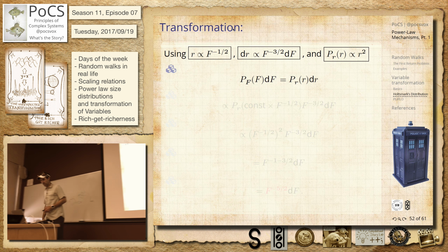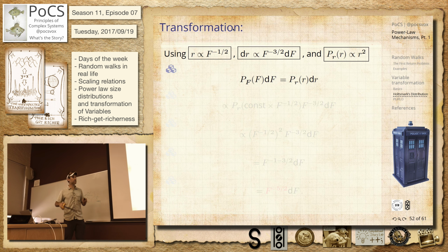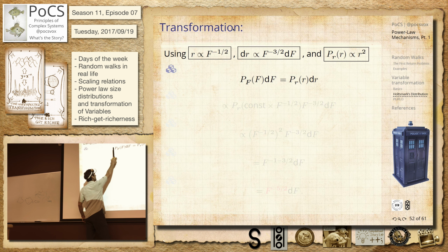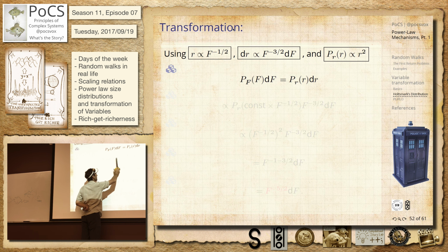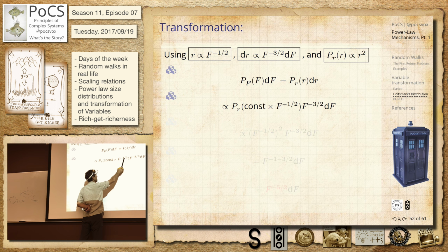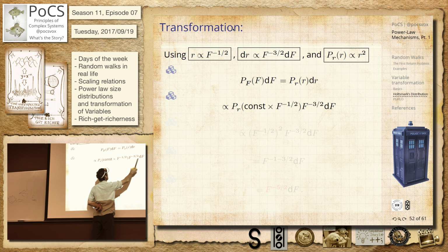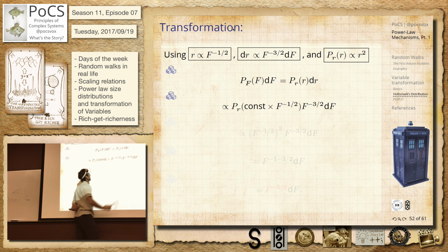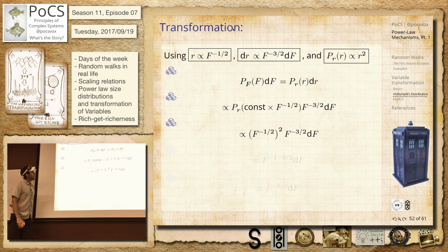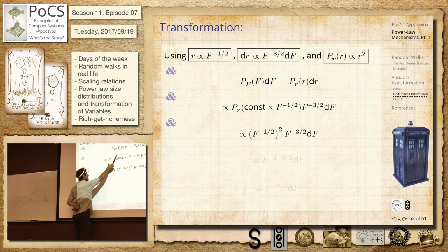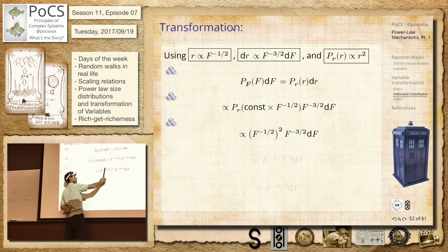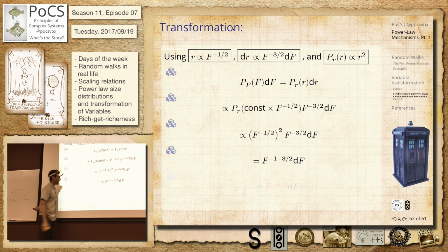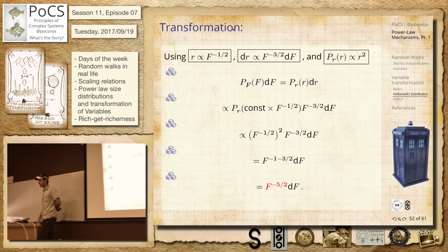It's a bit lumpy. Space is a bit lumpy. So we want to do this variable transformation thing, right? Probability of F dF, probability of R dR, they have to be connected. So we're going to replace R with whatever it is. So R is F to the minus a half, and dR is F to the minus 3 halves dF. We knew that this probability distribution behaves like R squared. So it's this blob inside it to the square. So this is F to the minus 1, F to the minus 3 halves. So those things add up and we get F to the minus 5 halves.